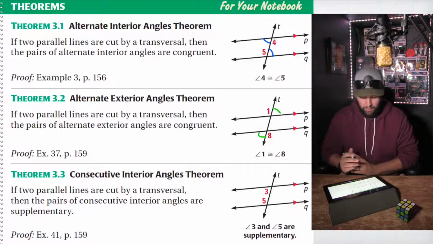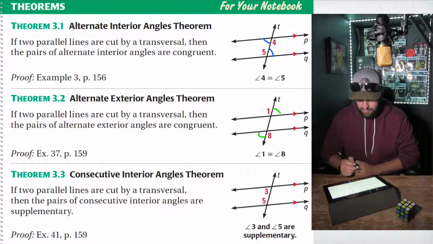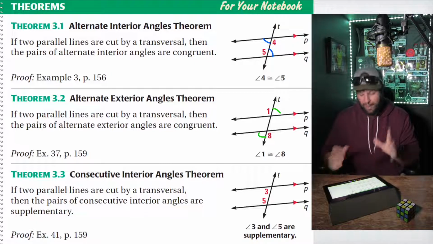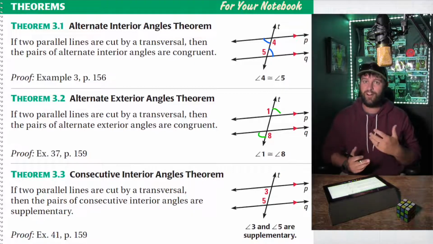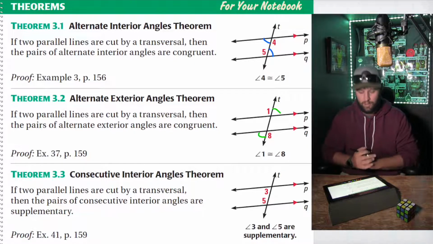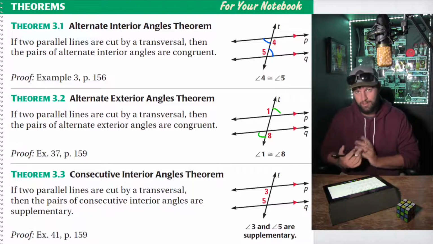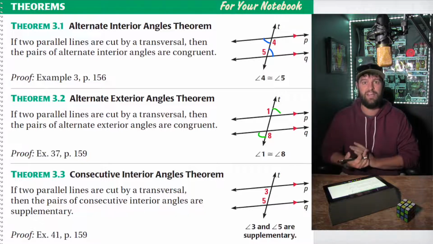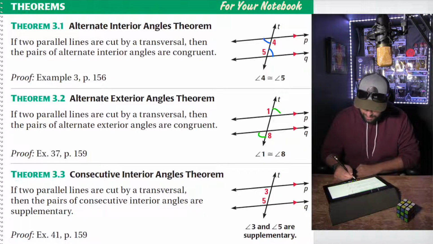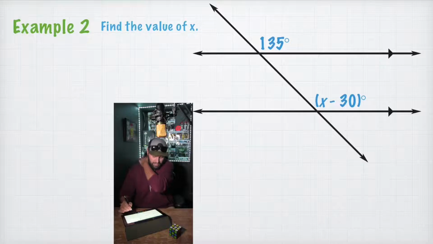consecutive interior angles theorem. If 2 parallel lines are cut by a transversal, then the pairs of consecutive interior angles are supplementary. Remember, that one's different than all the other ones we learned because so far everything has been congruent, but our last one, the consecutive interior angles theorem, says they're supplementary. Supplementary means that the angles add up to equal 180 degrees. So 5 and 3 add up to equal 180, and also these two red angles would also add up to equal 180.